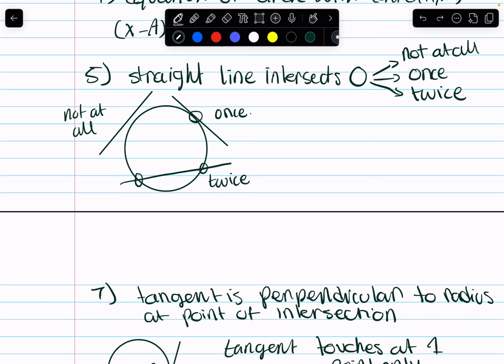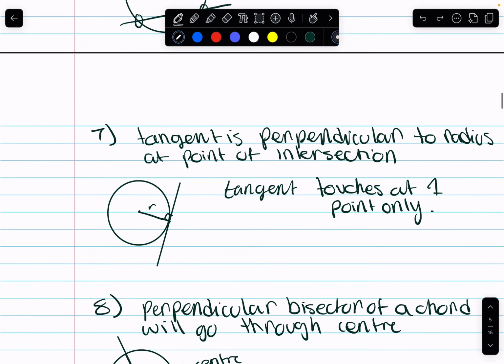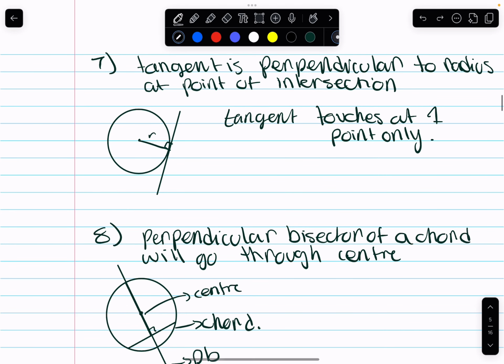Straight lines coincide or intersect with circles in different ways. They could not intersect at all. They could intersect once or twice. You could set them equal to each other and use b squared minus 4ac to see how much they intersect. So tangents are perpendicular to the radius at given intersections. A tangent only touches at one single point.